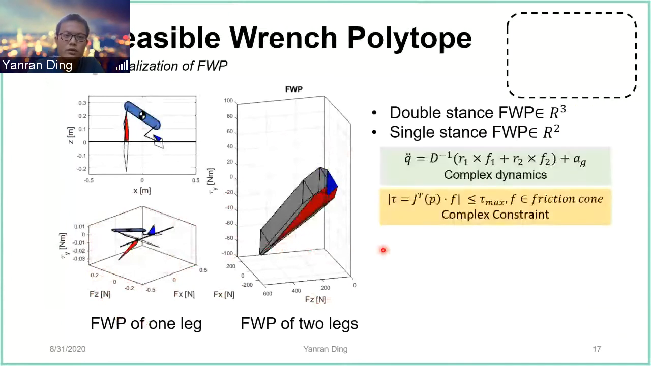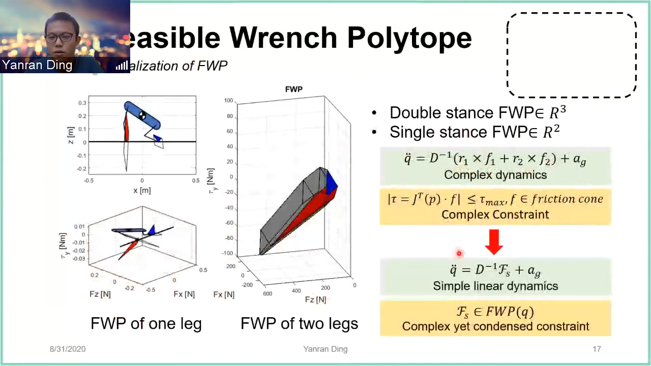So by using the notion of feasible range polytope, we can transcribe the original problem into a more compact form. In the original problem, we have a complex dynamics because of the bilinear term R cross F in the dynamics equation. And we also have very complex constraints, which includes the force has to be within the friction cone and the torque has to be within the torque limit. Because of the Jacobian matrix that I talked about before, this constraint is non-convex.